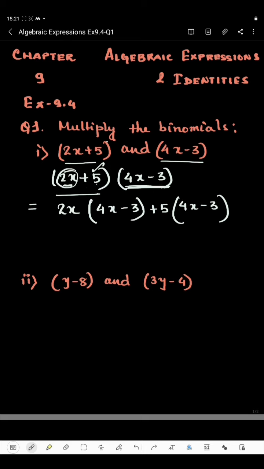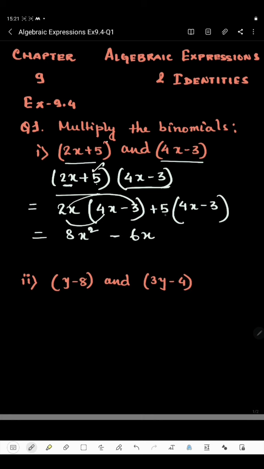Now 2x multiplied by 4x. At first we multiply the numbers, 2 fours are 8. Here x is to the power 1, and here also 1, so the power of x will be 2. Now minus, 2x will be multiplied by the second term. 3 twos are 6 and x is there, so it's 6x. Now coming to the next part.